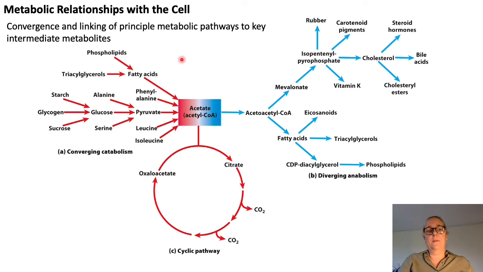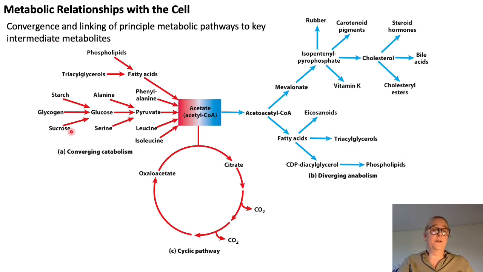So we have converging catabolism, which feeds into the citric acid or Krebs cycle. And it also feeds into a diverging anabolism. The diverging anabolism produces metabolites such as the hormones, the bile acids, cholesterol, vitamin K, the triglycerols.